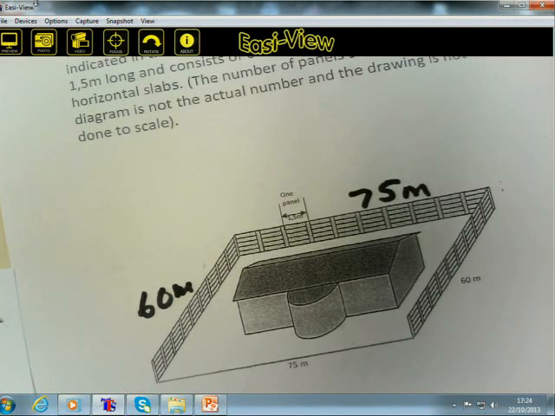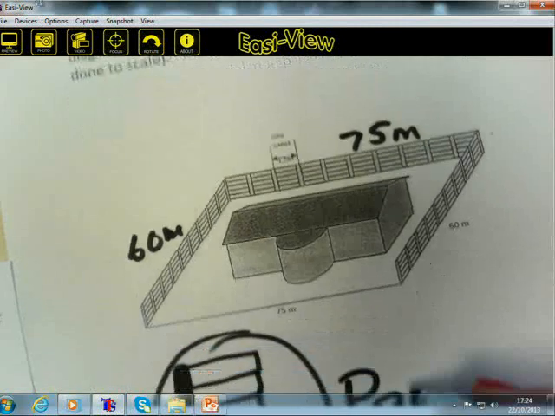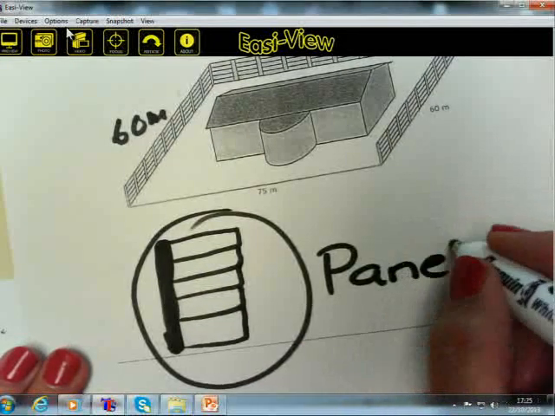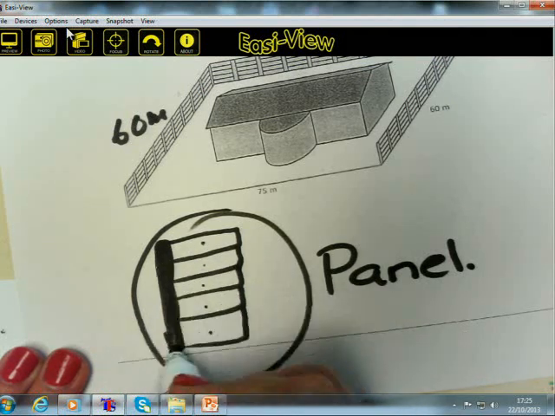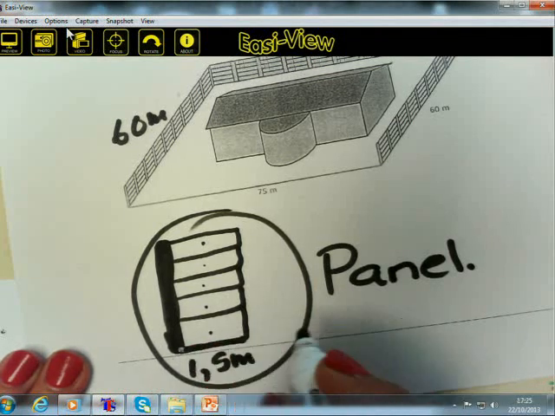So what does a panel look like? One panel has 1 vertical pole like this, and it has 5 slabs. 1, 2, 3, 4, 5. So this is a panel. This whole thing is a panel. And this is a slab, and slab, slab, slab, slab, and that is one pole. And this is 1,5 meters, like that.